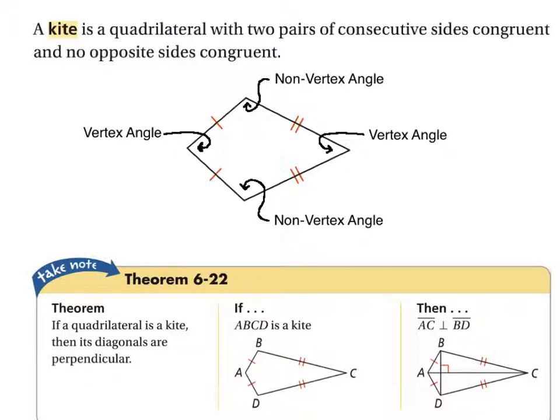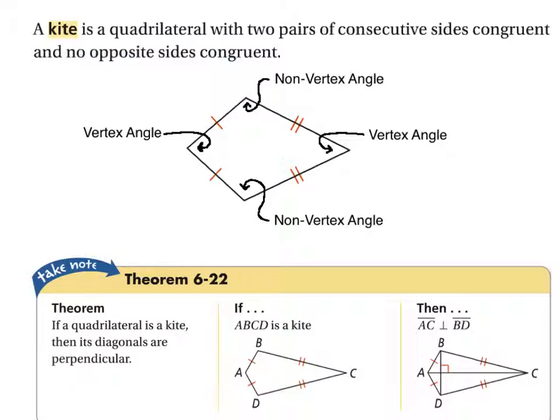Then there is some vocab that goes along with a kite. I believe the book talks about some of this, but not all of it. So I added some notes to this. So first off, take the vocab that we used with isosceles triangles, and we apply it to kites.